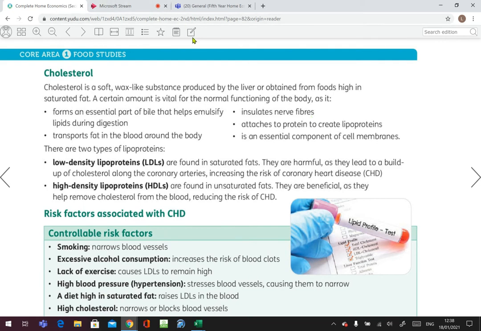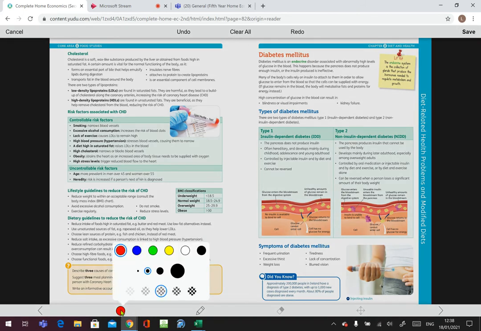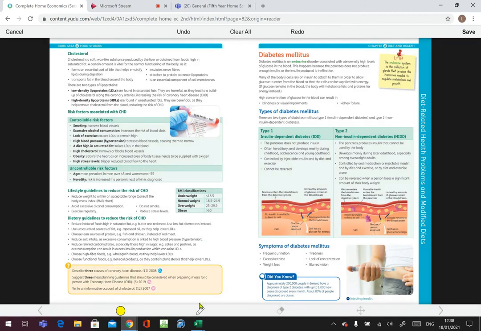So I'm going to just do this again, but I'm going to make it smaller, and I'll go thicker, but I'll make it more of a highlighter. Okay, so they are harmful.